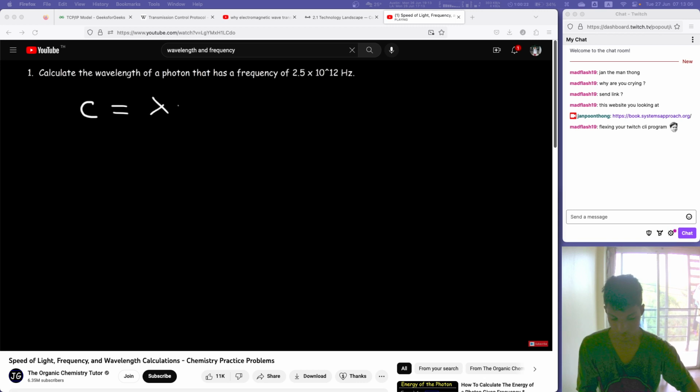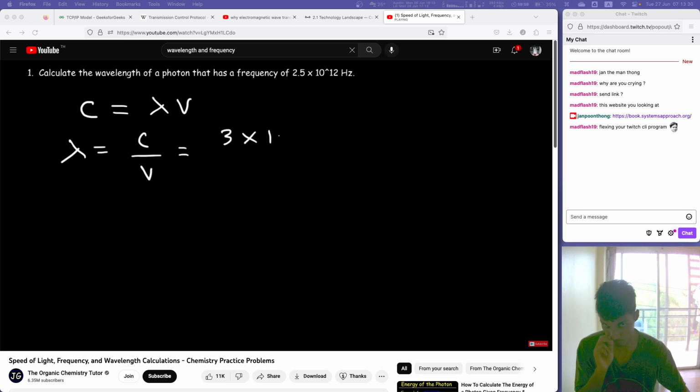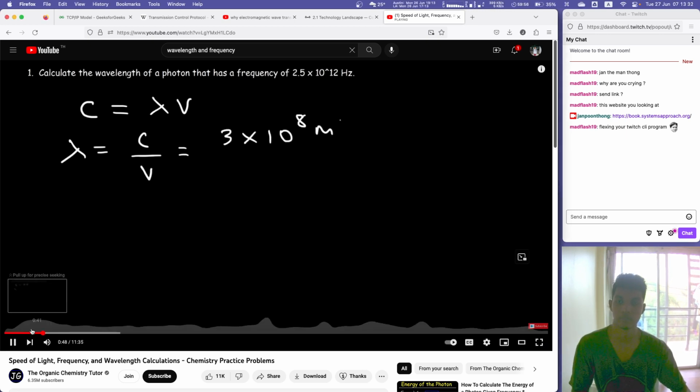Perhaps you've seen this one. c is equal to lambda times nu. Now c is the speed of light. Lambda represents the wavelength in meters, and nu is the frequency in hertz. So the wavelength is going to be the speed of light divided by the frequency. The speed of light, you need to know it's 3 times 10 to the 8 meters per second.